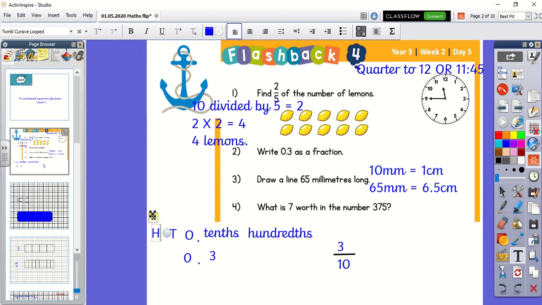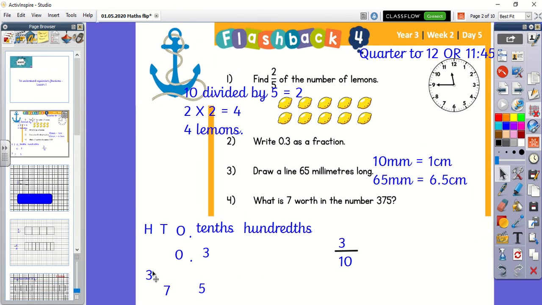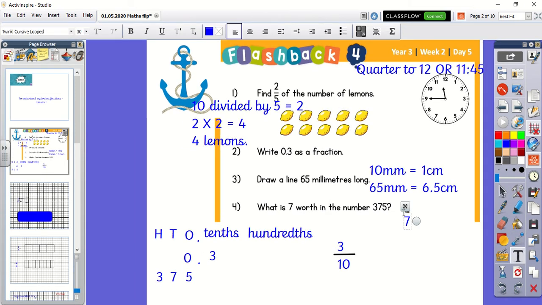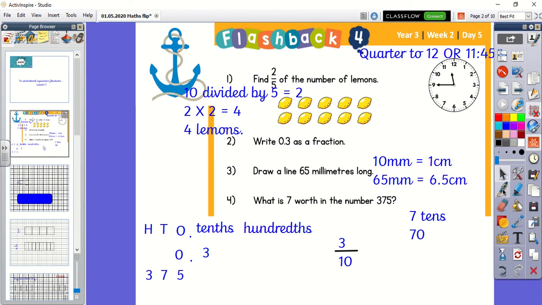There we go, okay. And we'll just ignore this 0.3 for the moment because our number is actually 375. Okay, so let's just put those in the right order. So we've got 300s, 7 10s, and 5 1s. So what is the 7 worth in 375? The 7 is worth 7 10s, 70. Okay, so there we go.